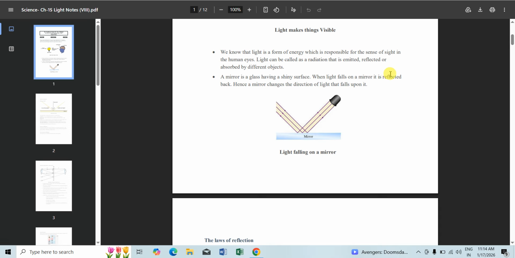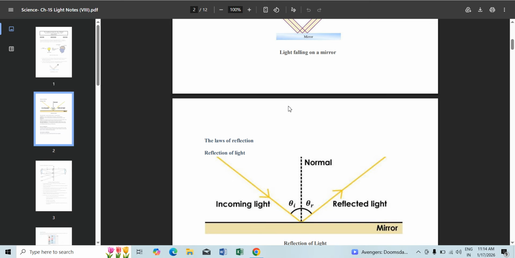When light falls on a mirror, it is reflected back. Hence, a mirror changes the direction of light that falls upon it. So, when the light falls upon a mirror, then it is reflected back. The mirror changes its direction. So now we are going to study it more well.